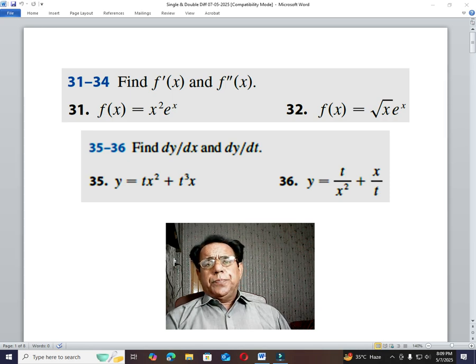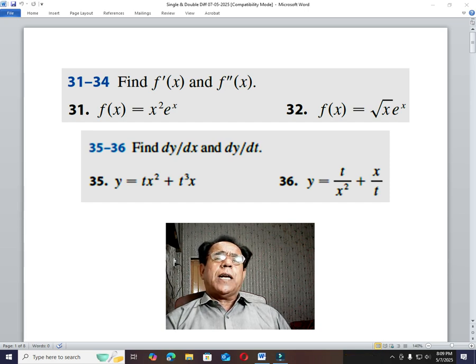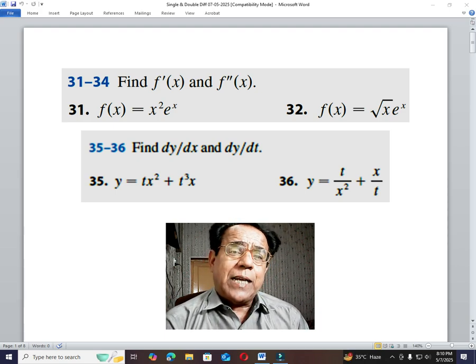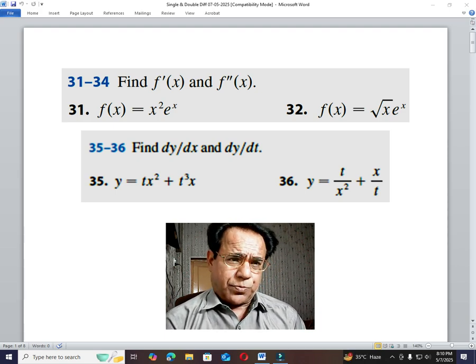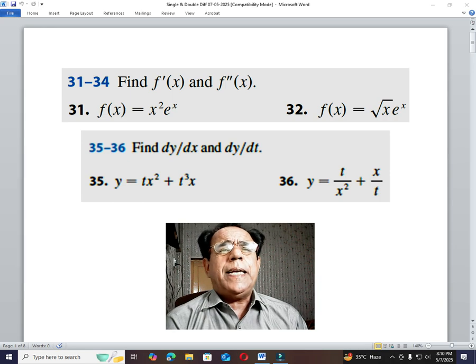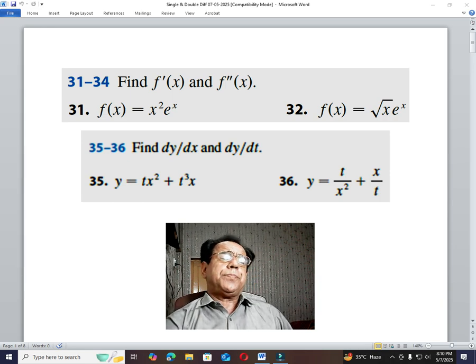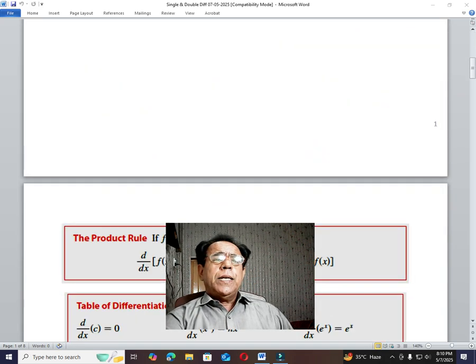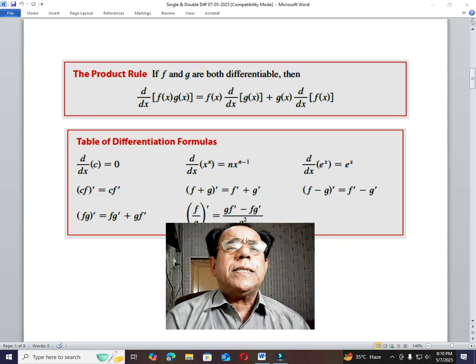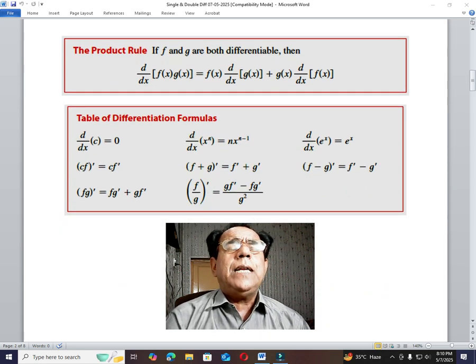Similarly, problem number 31 and 32 are also four problems, because we are going to find f dash x as well as f double dash x. So these four problems are basically 8 problems. Anyhow, before starting our solution in a formal manner, we first visit relevant snapshots.